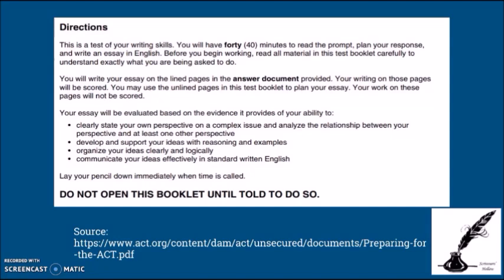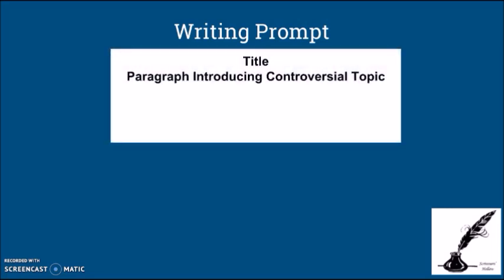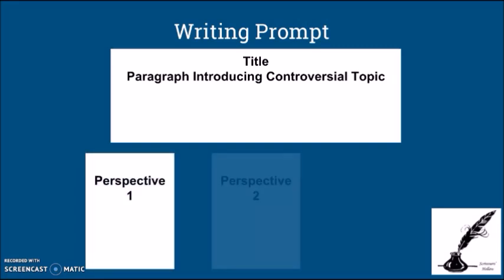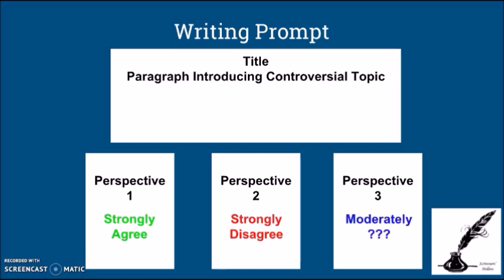Now, once you're allowed to actually open the test booklet, what you're going to see is the writing prompt is going to be laid out in the following manner. So at the top of the page, you're going to be given a title and a paragraph introducing some controversial topic. And then underneath that, you're going to be given 3 perspectives on the controversial topic. Normally, one strongly agrees with the topic, one usually strongly disagrees with the matter at hand, and the third one usually is some moderate position that either moderately agrees or disagrees with whatever topic has been presented.